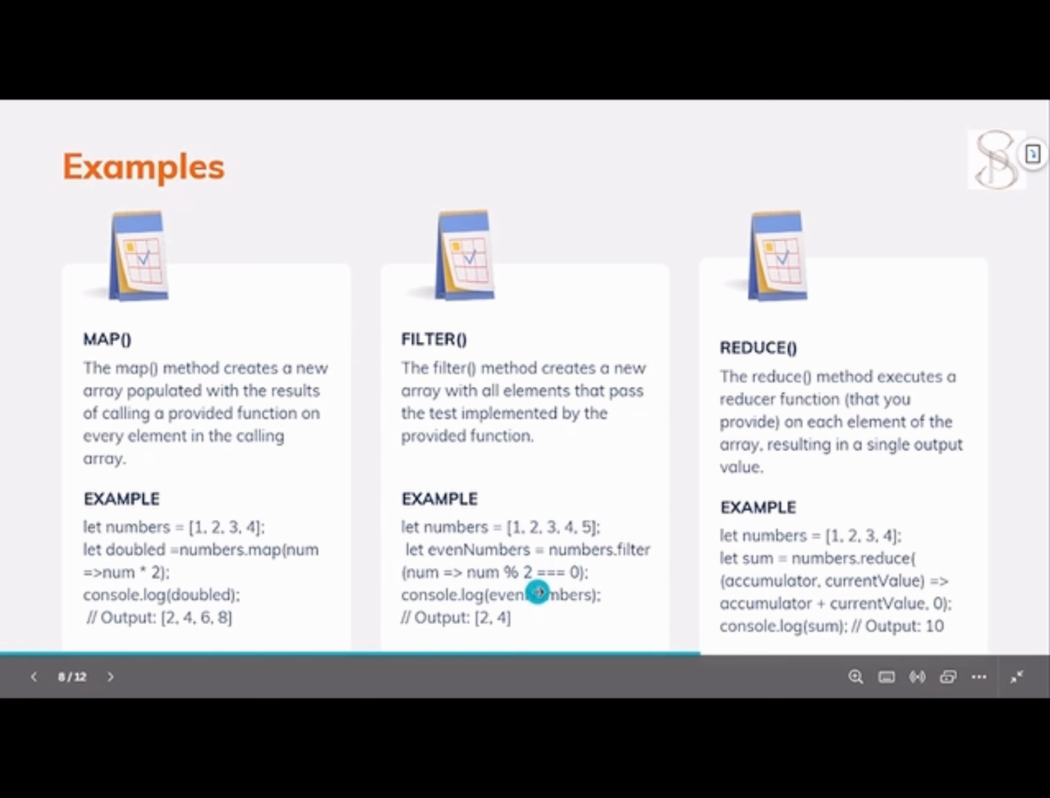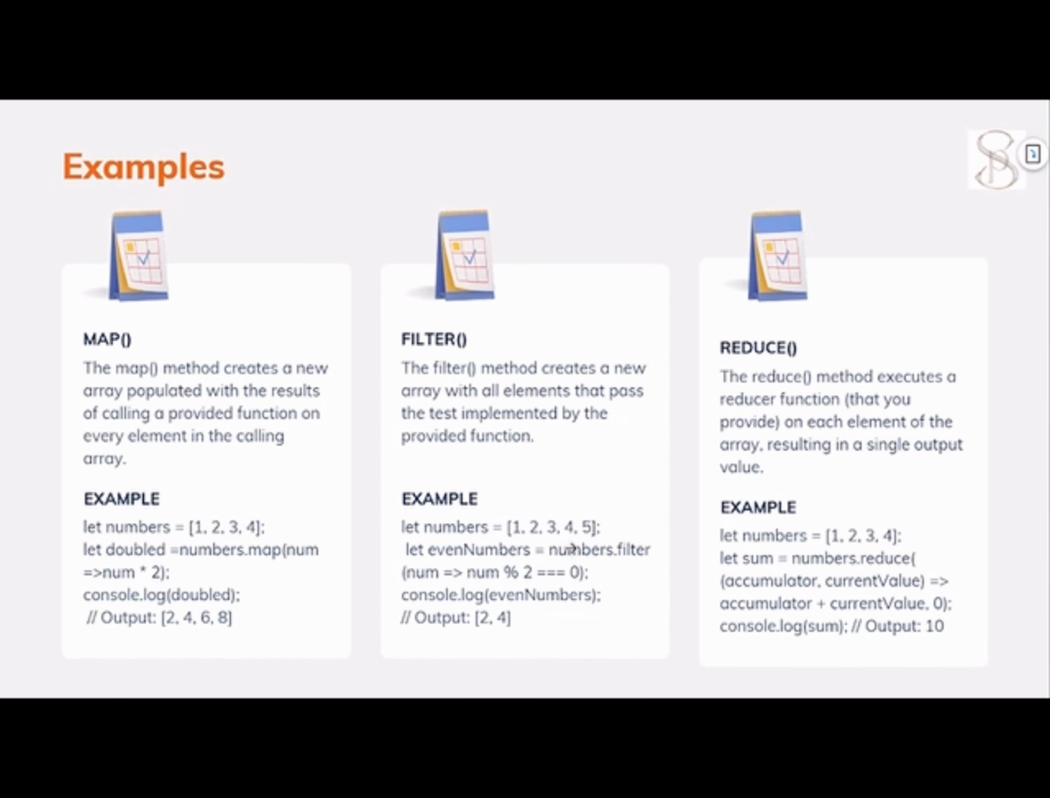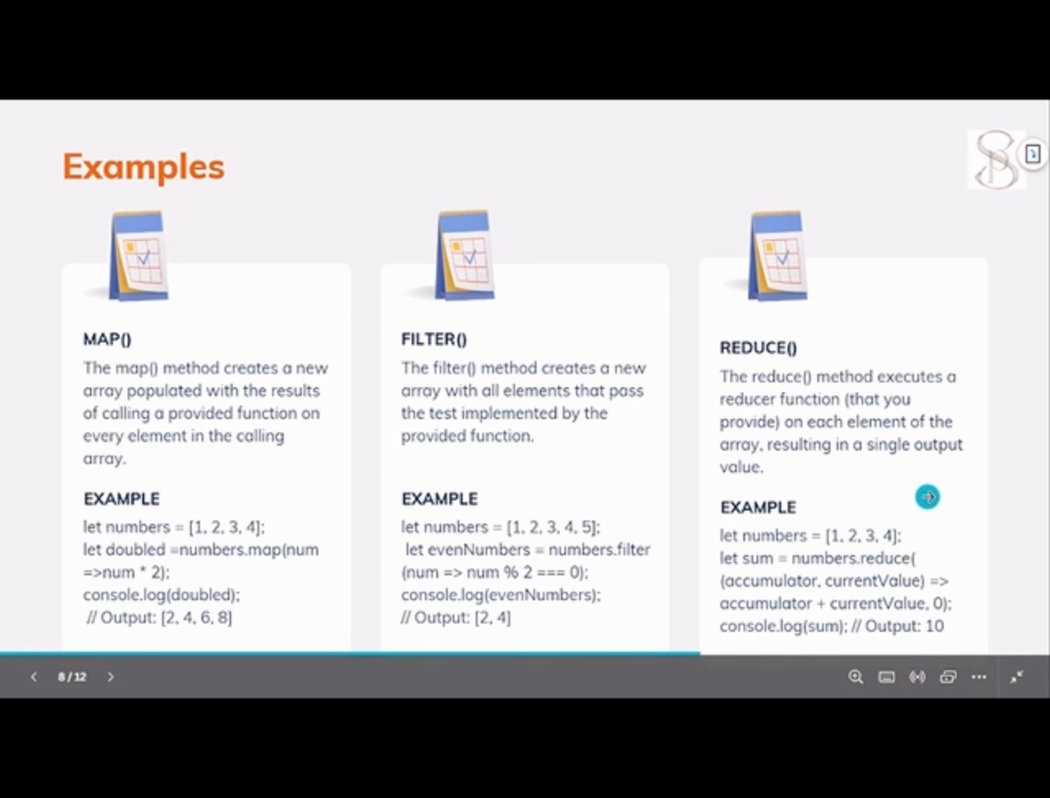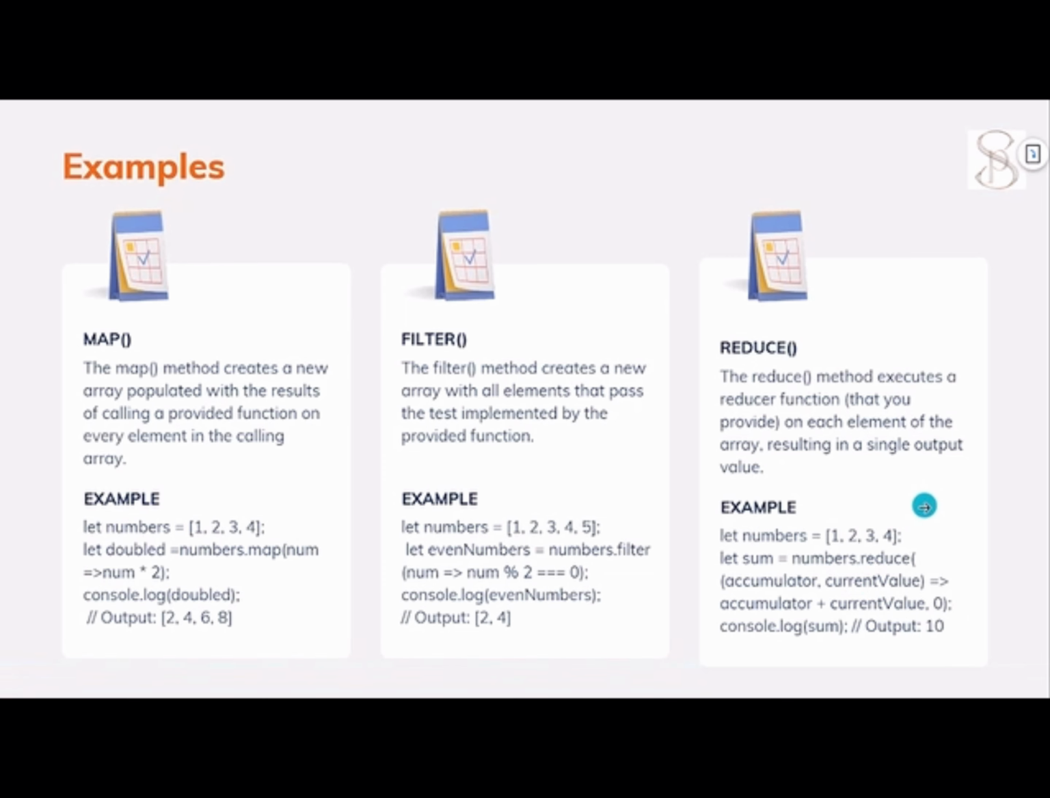The filter method does not return all the elements in the array, but filters the elements which satisfy the condition. And coming to reduce, the reduce method executes a function on each element of the array, resulting in a single output value. So let us discuss this example, then you will understand.